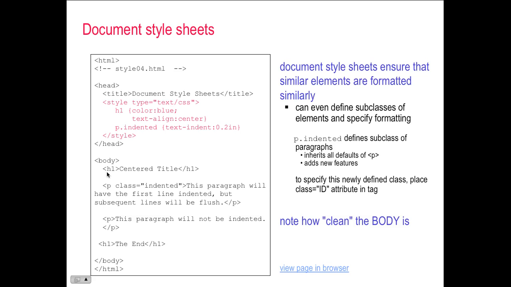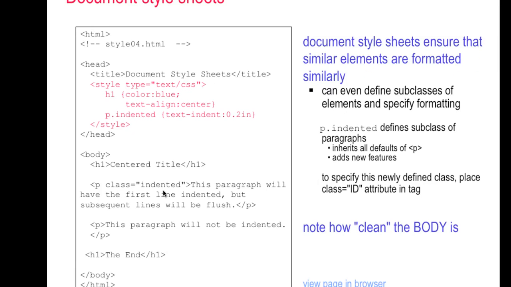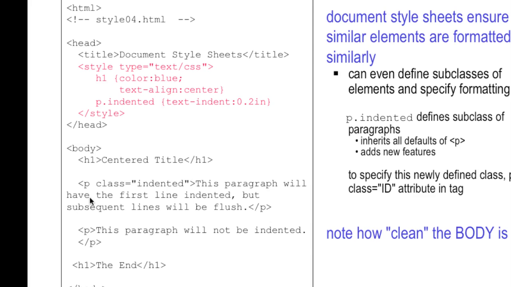So, and note how clean the body is here. And here it is, p space class is equal to indented. So just so you know what we're talking about here. In fact, you can use this if you put it here or if you put it outside into another document. You're using the same kind of syntax. So here we've defined p.indented, which is an indented paragraph, instead of it being left flush. And here we're saying p class is equal to indented. So this paragraph is going to be indented. So it's going to follow this tag.